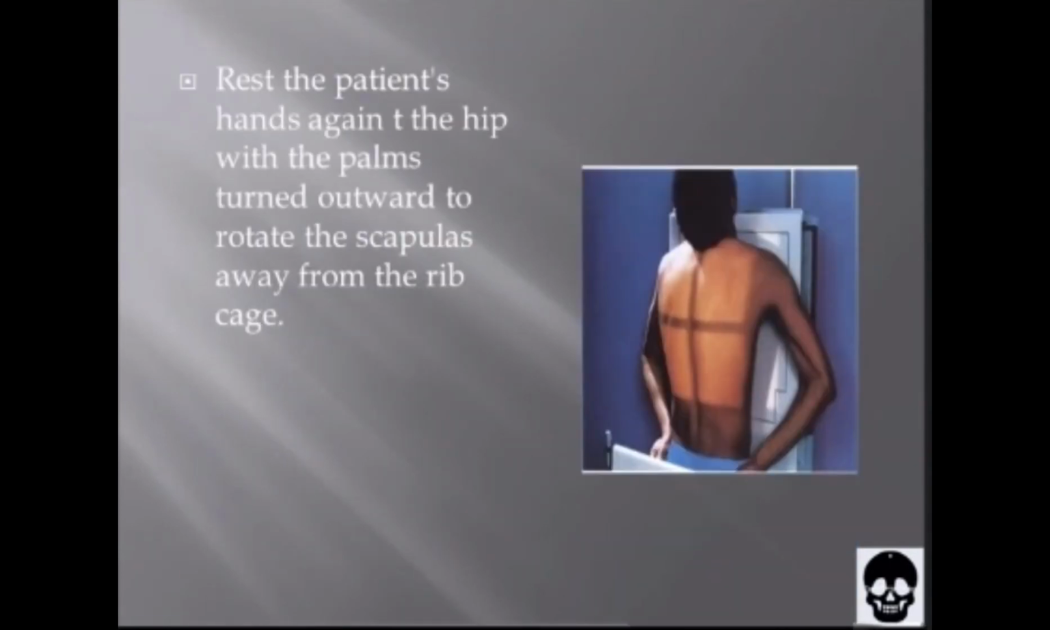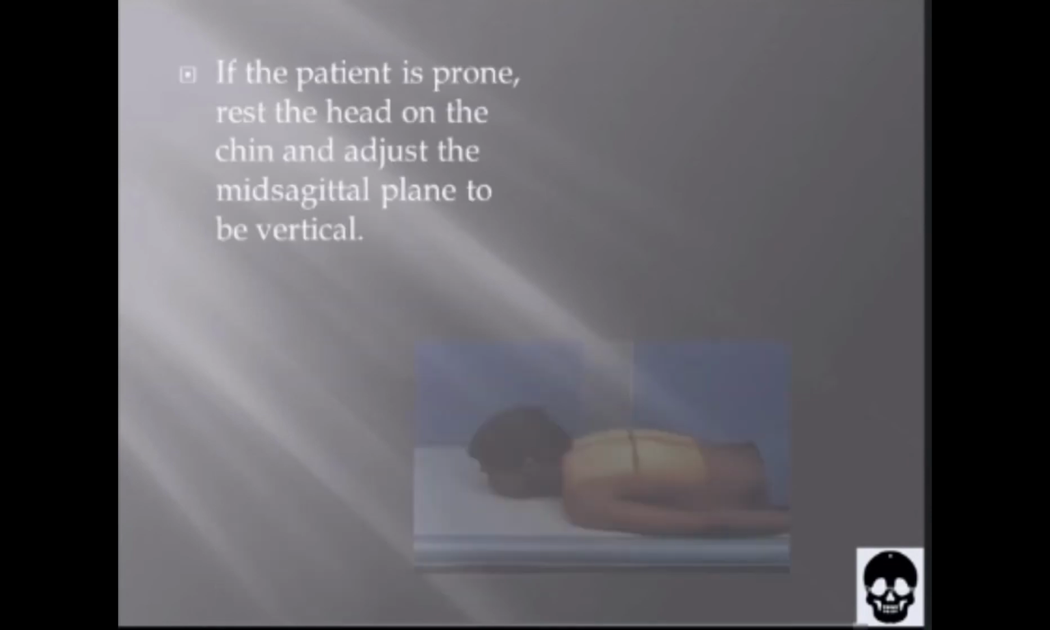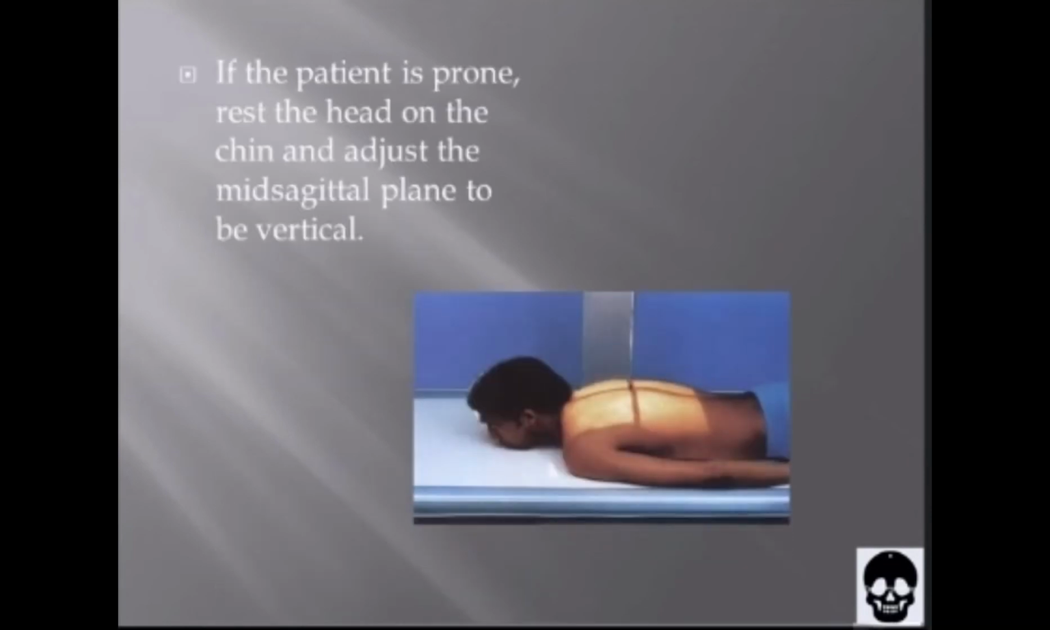Rest the patient's hands against the hip with the palms turned outward to rotate the scapulae away from the rib cage. Adjust the shoulders to lie in the same transverse plane. If the patient is in the prone position, rest the head on the chin and adjust the mid-sagittal plane to be vertical.